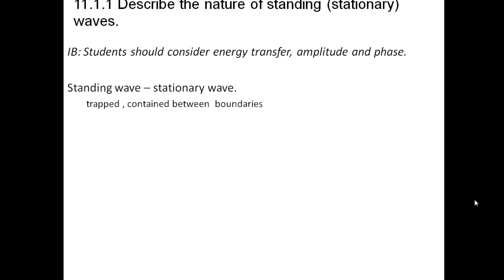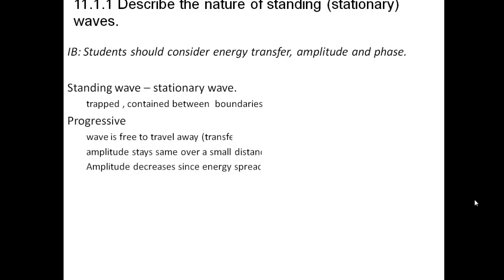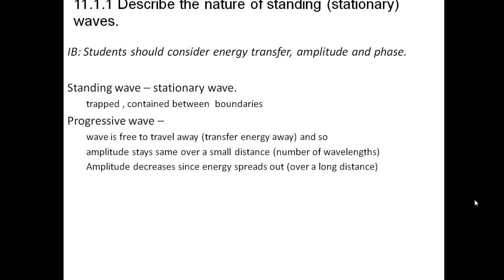Now, a standing wave, or a stationary wave, is basically where the energy is trapped between two boundaries. The energy is not able to be transferred outside of the confines of these boundaries, compared to a progressive wave where the energy, or the wave, is free to travel away and therefore transfer energy away from the source.